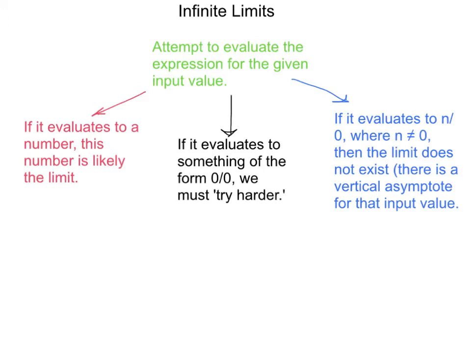One of the things that "does not exist" can mean is that there's just a jump. You have a function that's going like this, and then on the other side it's doing this. In that case, that limit simply doesn't exist. The two sides aren't coming together.